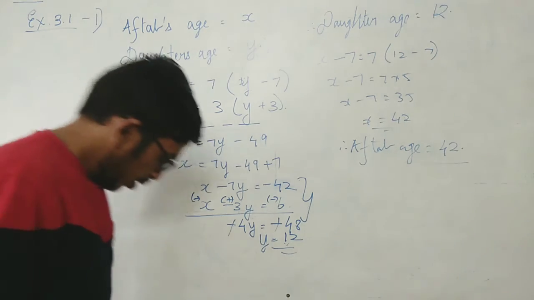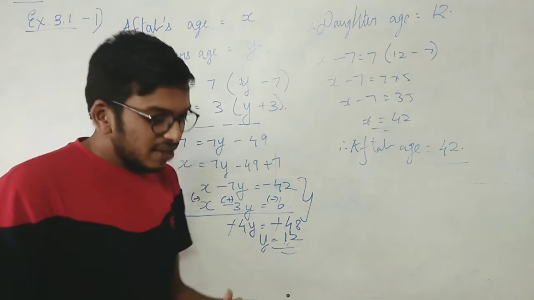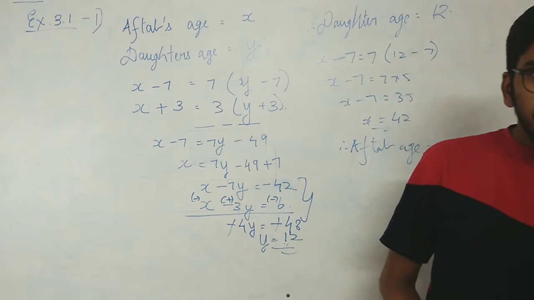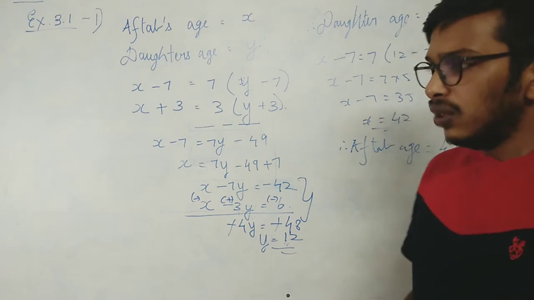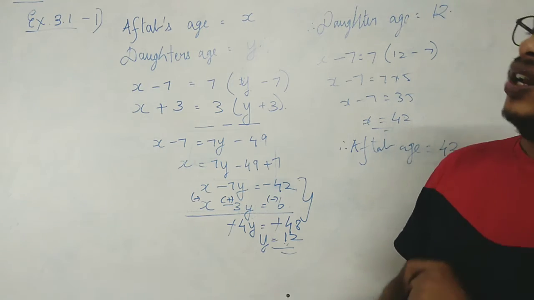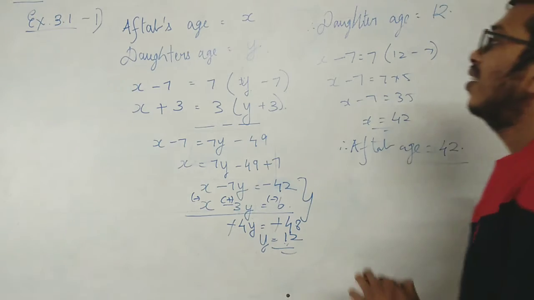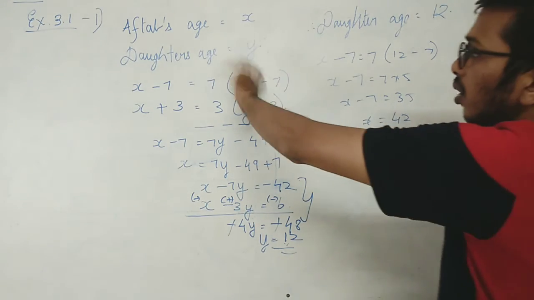So, it was interesting, right? It was interesting to find the age of Aftab and his daughter. And what we used here was algebra. We didn't go and ask Aftab or his daughter what their age is. I mean, it's not possible right now, but still. So, Aftab's age is equal to x and daughter's age is equal to y.